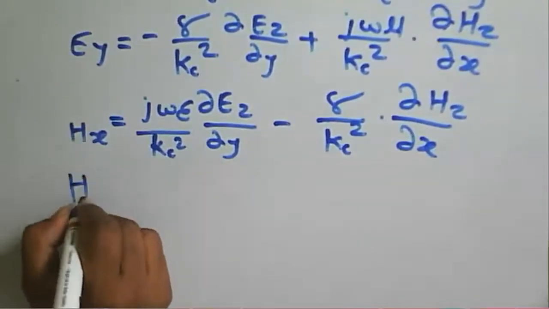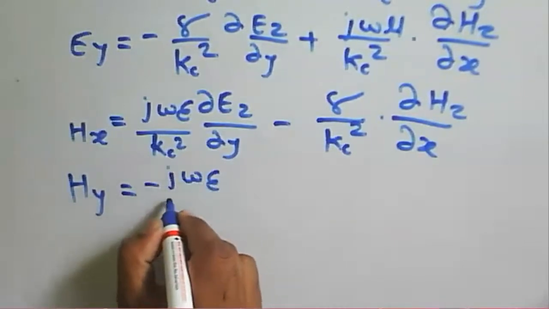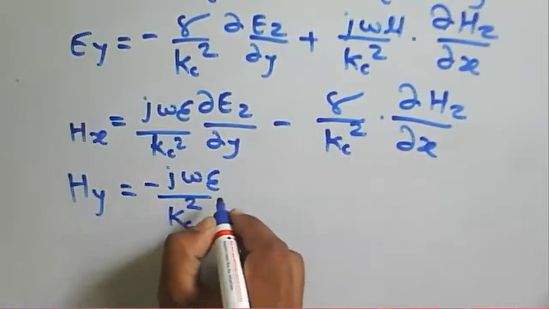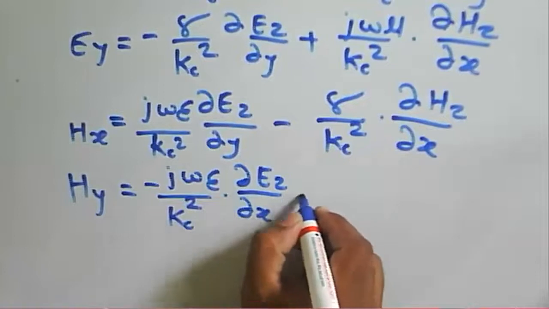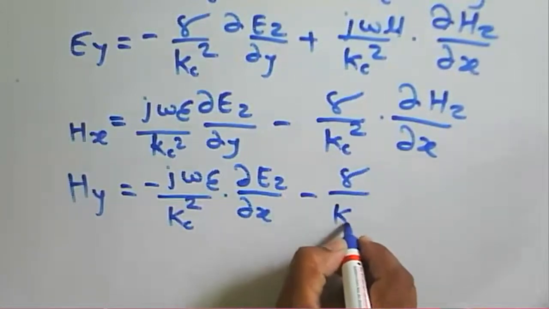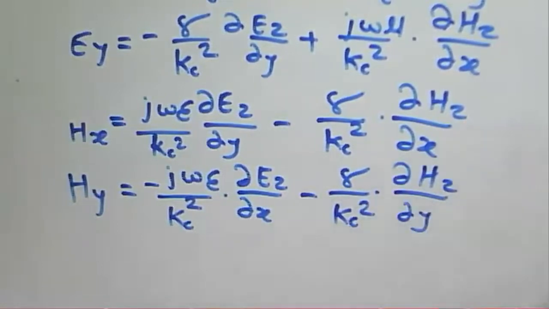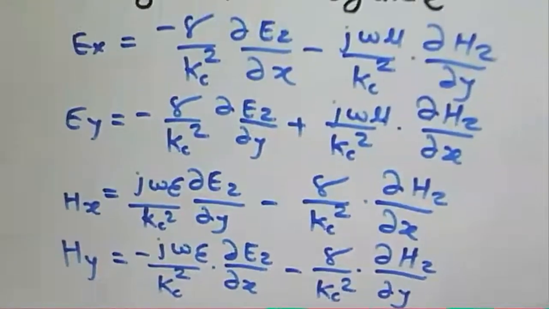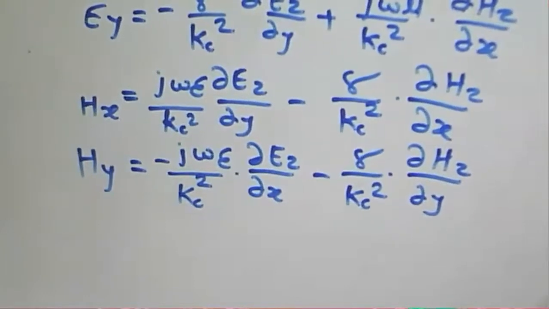Then Hy: minus j omega epsilon over kc square into dou Ez by dou x minus gamma over kc square into dou Hz by dou y. Now these are the expressions in terms of the electric field, and these are the expressions with the magnetic field terms. Okay, that is about the solutions in terms of the electric field and the magnetic field.